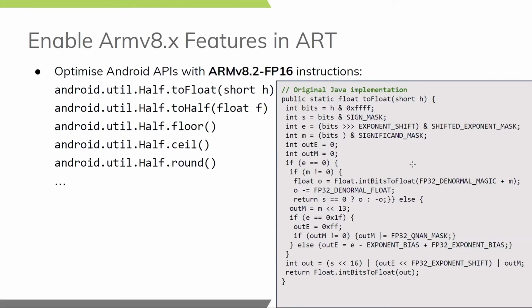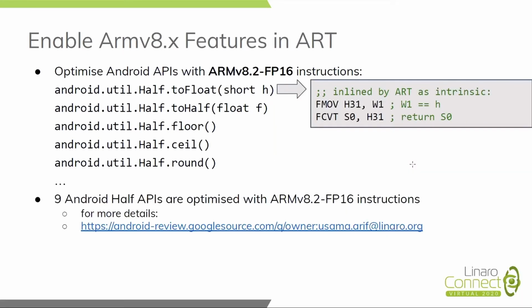Currently, the original Java implementation, as you can see, is a very complicated algorithm and is a pure software implementation in Java. So even if we use the ART optimizing compiler, this method can easily compile into 40, 50 instructions. But now, since we have this very nice ARMv8.2 FP16 instruction set, this toFloat operation can be implemented in just two FP16 instructions, as shown on this slide.